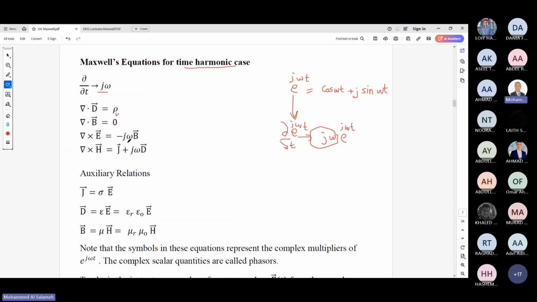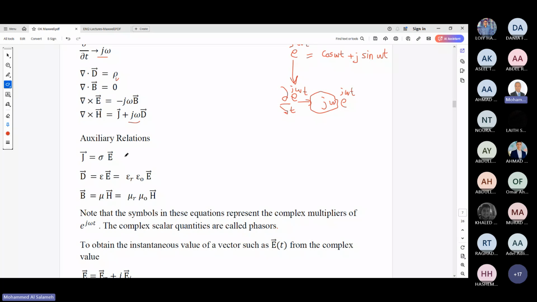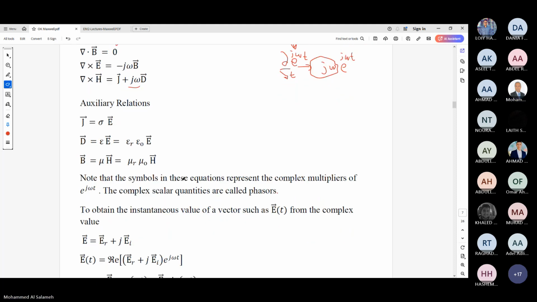And del cross E equals minus dB by dt. We replace d by dt by j omega. Del cross E equals minus j omega B. And del cross H equals J plus dD by dt, d by dt is replaced by j omega. Also, auxiliary relations, J equals sigma E. There is no d by dt. The form will be the same, but the first one was in time domain, now in frequency domain. D equals epsilon E, also no time derivative. B equals mu H, no time derivative.